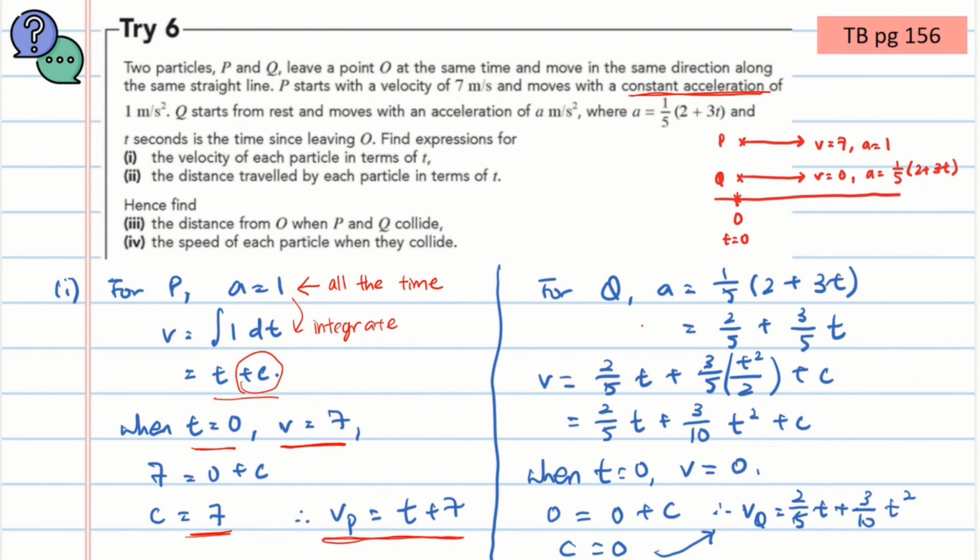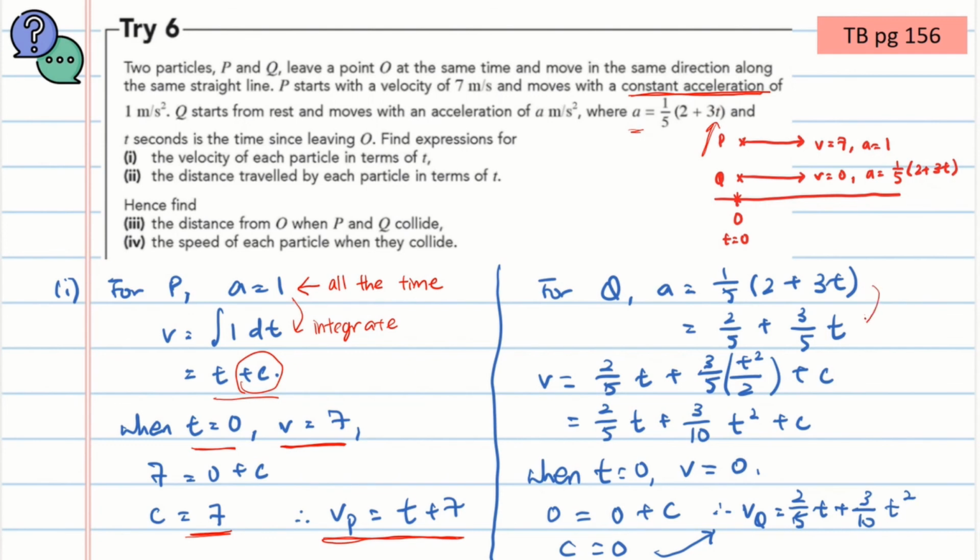Then for particle Q, we do the same as well. The question says that Q starts from rest and moves with an acceleration of a meters per second squared. That means that the acceleration is always the same throughout for all the time because a is equal to 1 over 5 times (2 plus 3t). It is being modeled by this expression here. So we can always substitute in time values into this, and I will be able to know what the acceleration is at that particular time.